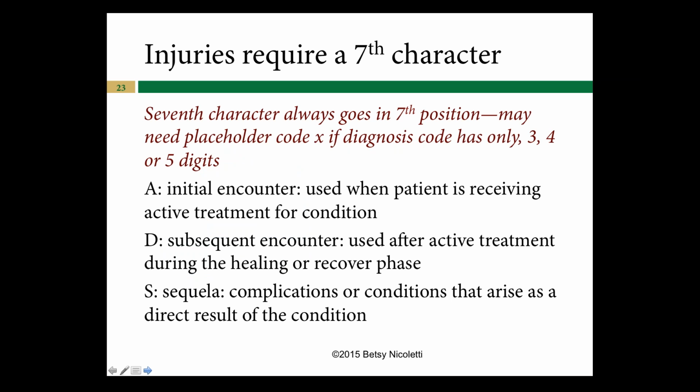So A is an initial encounter when a patient is receiving active treatment. The subsequent encounter is used after active treatment during the healing or recovery phase. And S is for complications or conditions that are a direct result of the condition.